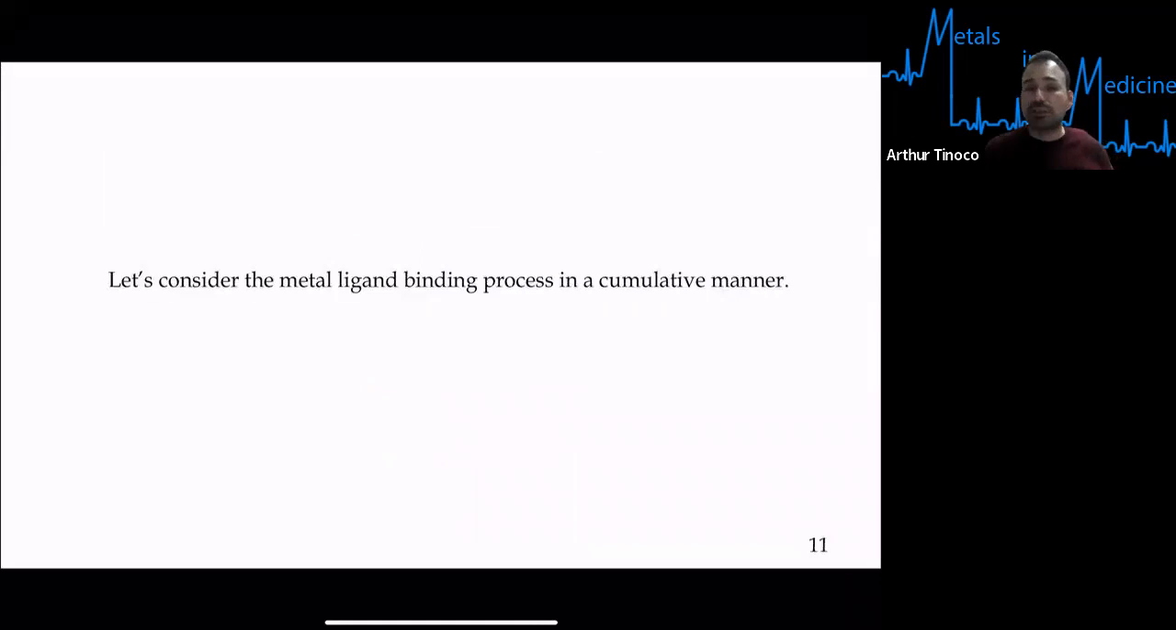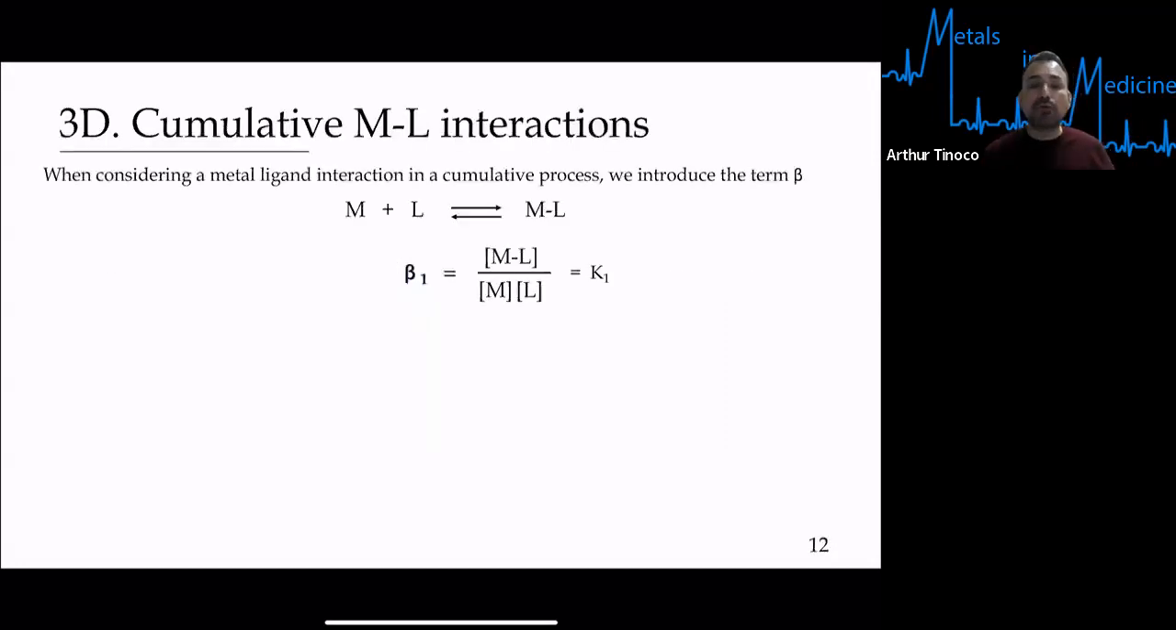But we can also look at this from the perspective of the cumulative process, where both of those ligands will bind to the metal center. So how do we represent this idea of cumulative metal ligand interactions? When we're talking about the simple metal interacting with one ligand itself, that in itself can be represented, as we already mentioned, as a K1 process, or we can use this terminology beta to represent that binding process.